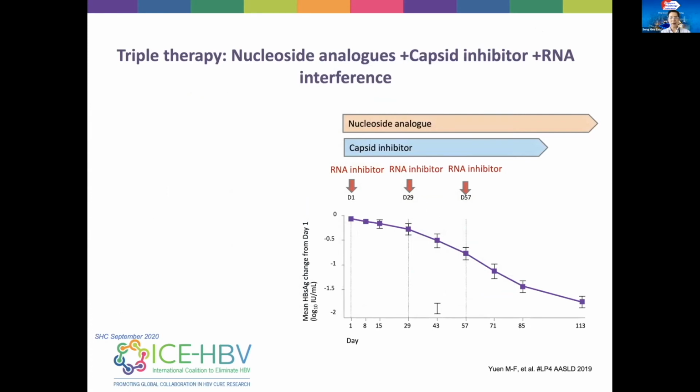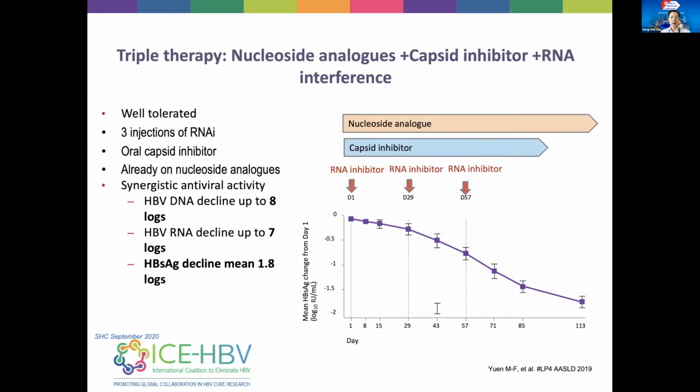So this is now the latest combination using nucleoside analogues, which we already have approved, the capsid inhibitor, and the RNA inhibitor given as 3 injections. And you can see here, there's a steady reduction in the S antigen levels over time. The DNA reduced by 8 logs, the RNA reduced by 7 logs, and S antigen declined by almost 2 log. So this type of combination looks very promising as a strategy to combine drugs to achieve hepatitis B cure.